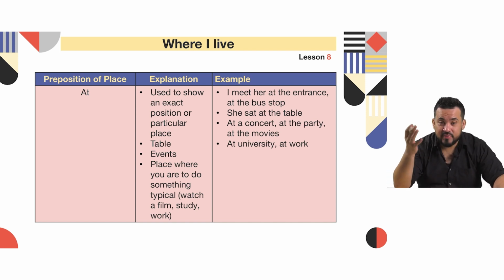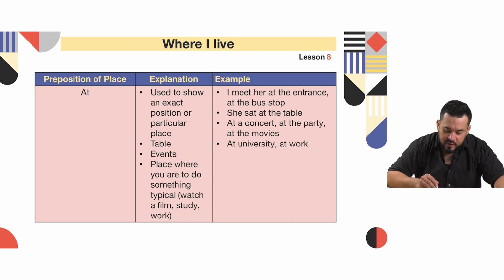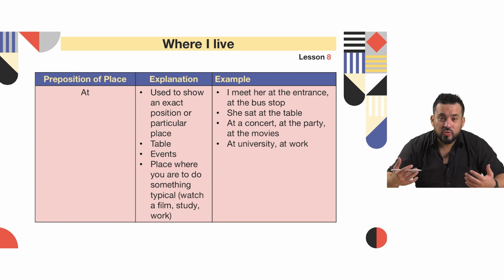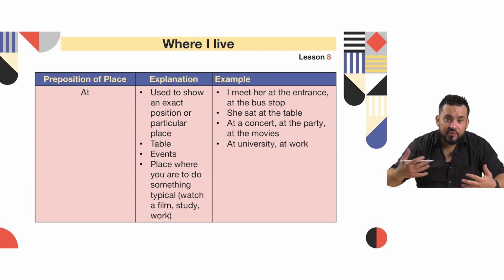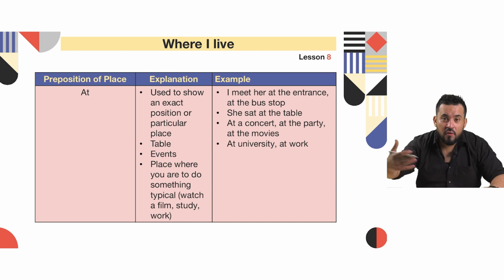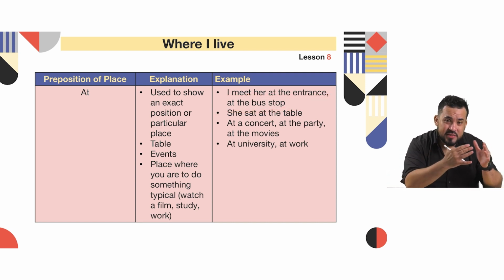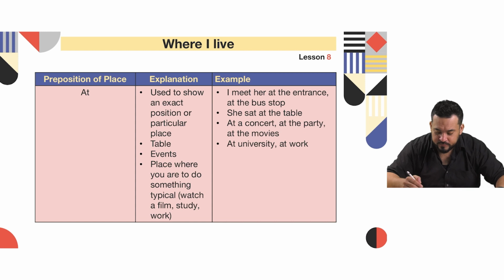Also, we use "at" with tables. We use "at" with events, like we met at the event, or I'll meet you at the event. We use it for a place where you go to do something typical, a place you always go to routinely and do an activity, or a place that you often go to. We normally say "at". For example, I met her at the entrance, at the bus stop. Very specific location, so we use "at".